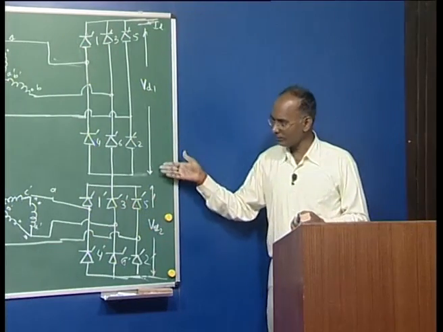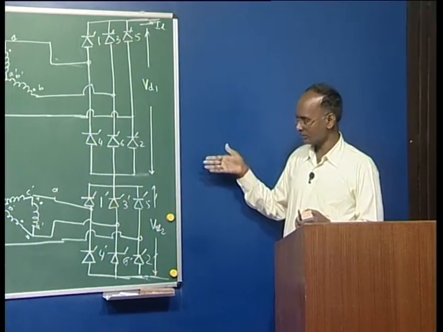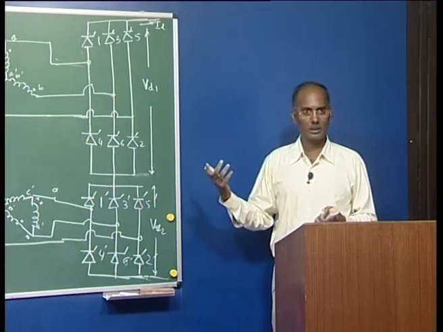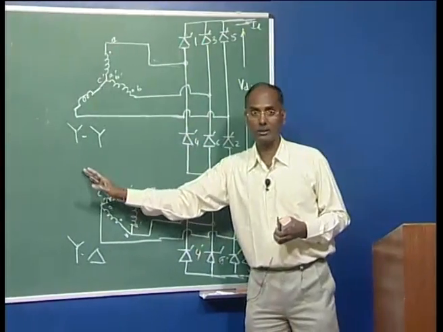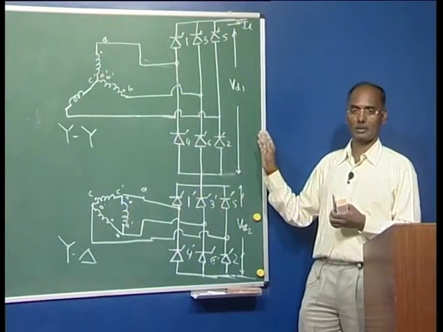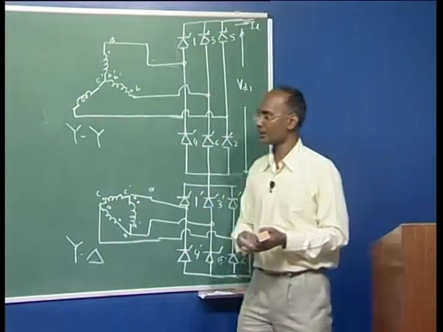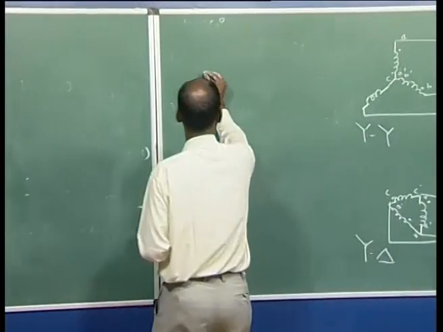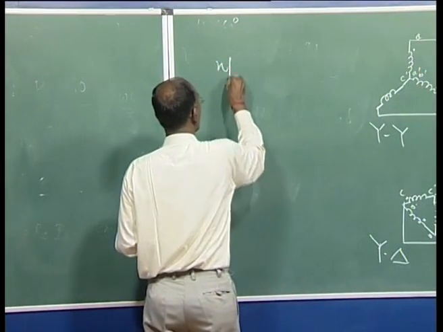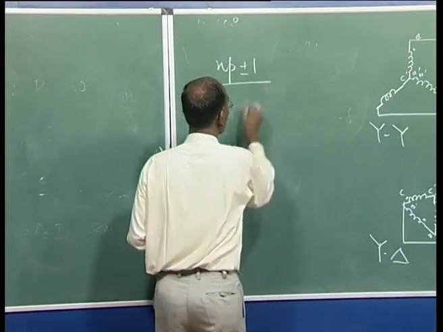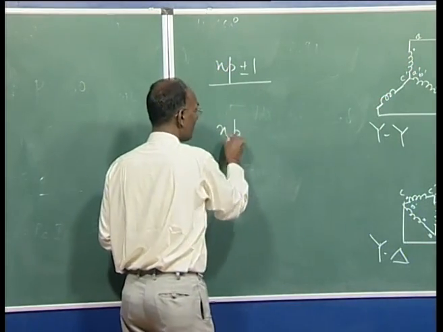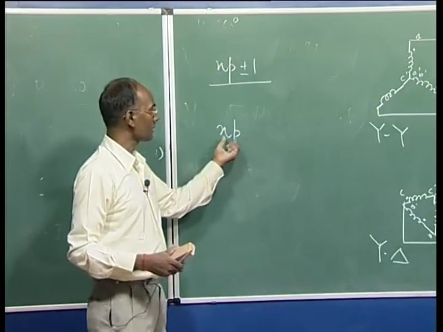In this configuration, as I said, we are using higher output pulses so that we can minimize the AC side harmonics as well as the DC side harmonics. The AC side we will analyze later on. Here on the AC side, the characteristic harmonics will be this, and on the DC side it will be NP, where P is the number of pulses and N is an integer.